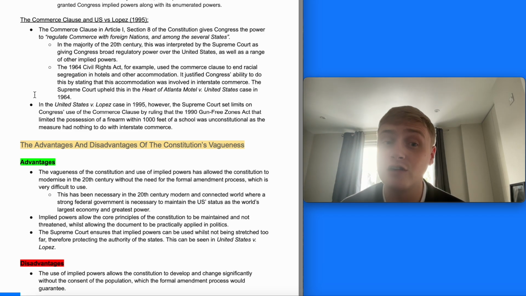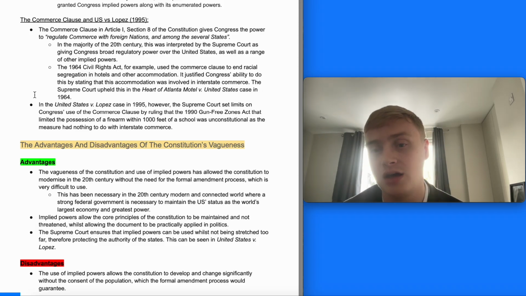In United States versus Lopez in 1995, however, the Supreme Court set limits on Congress's use of the Commerce Clause, effectively for the first time, by ruling that the 1990 Gun-Free School Zones Act, which limited the possession of a firearm within 1,000 feet of a school, was unconstitutional, as the measure had nothing to do with interstate commerce, even though Congress justified it on these grounds.